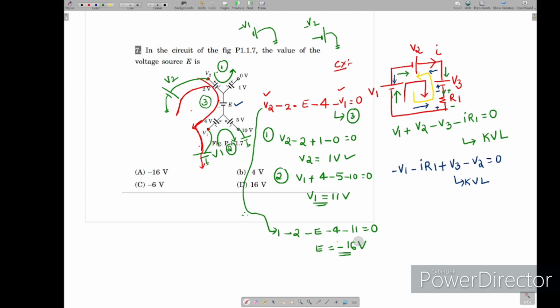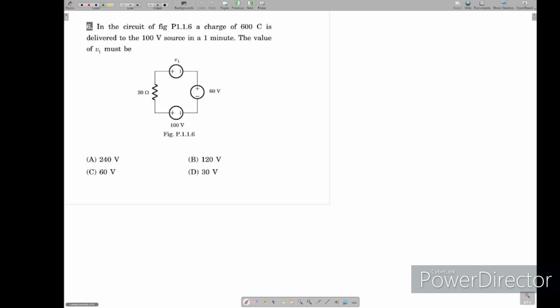17 minus 1 minus 16, yes, this is a basic about KVL, how we can apply it in any circuit. We'll go for another question. Again it is based on KVL, KCL, and one little concept. In the circuit shown below, a charge of 600 coulombs is delivered to the 100 volt source in 1 minute. The value of V1 must be found.